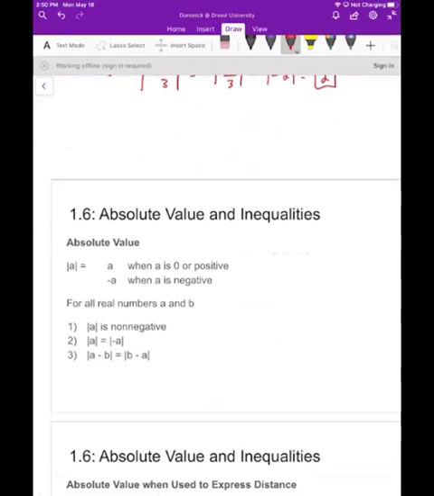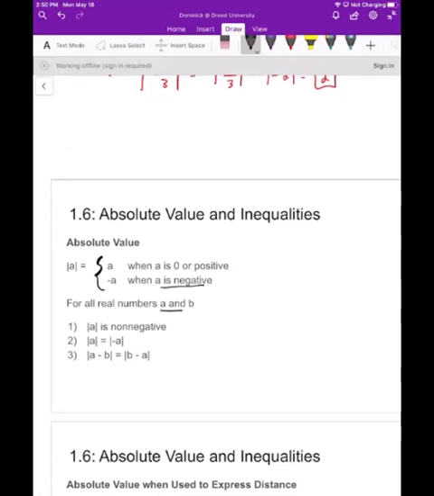So to sort of wrap this up together, how do you define absolute value? Well, if A is 0 or positive, you're just going to leave it alone. And if A is negative, you're going to take the negative of it, which would make it positive, right? So that's sort of how that works.